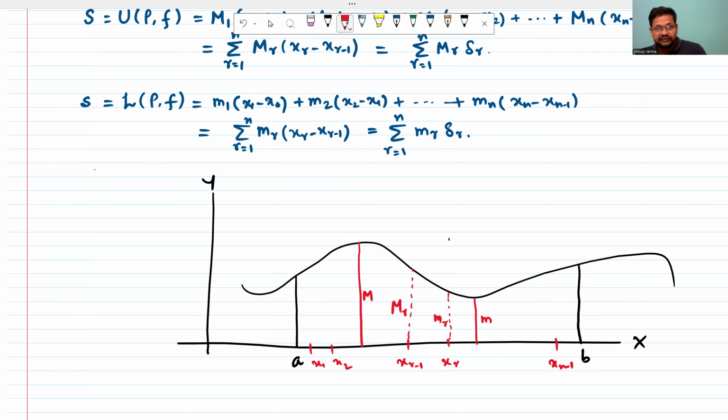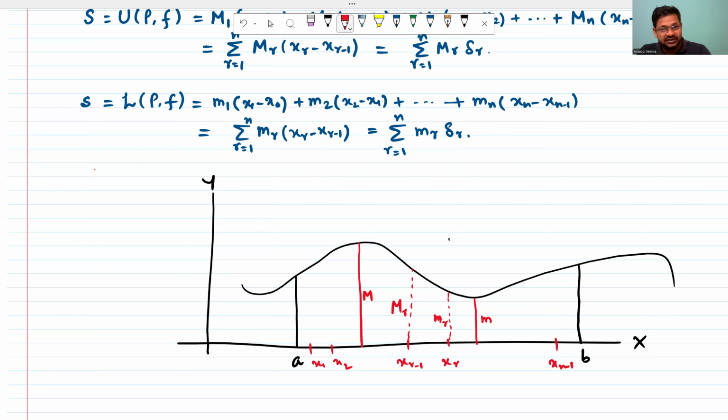That sum, if we multiply with the supremum, is called the upper Riemann sum, and if we multiply with the infimum, that is called the lower Riemann sum. And this U(P, f) is denoting the upper Riemann sum with respect to the partition. And we know the partition is different. If you change the points, the partition will be different. So the sums will be different.